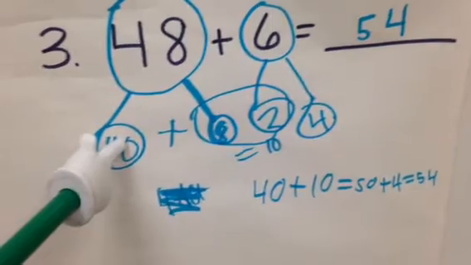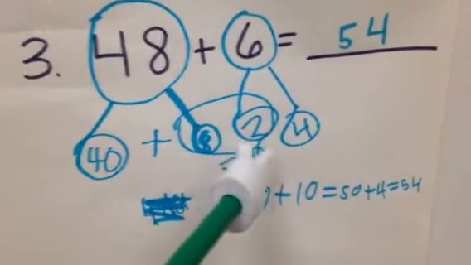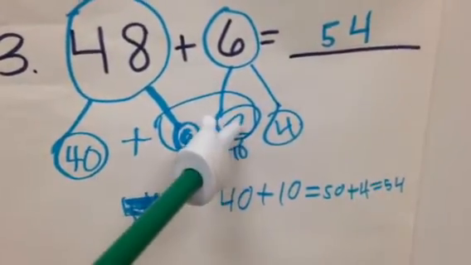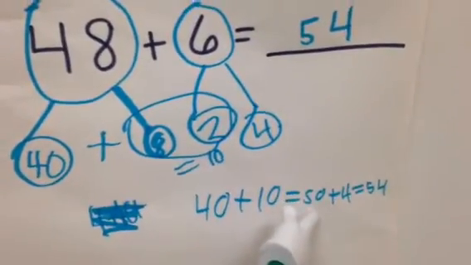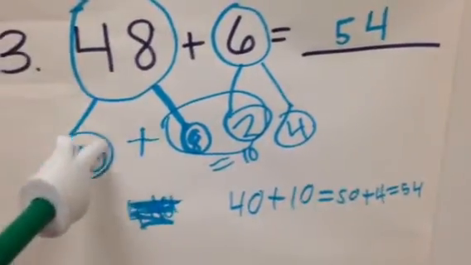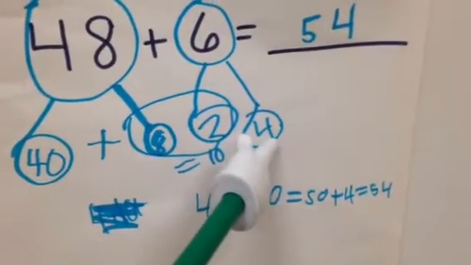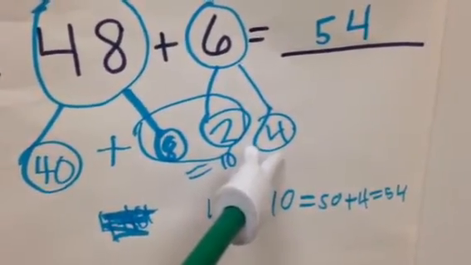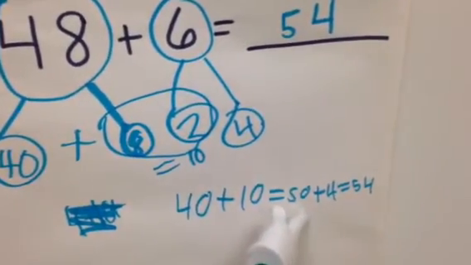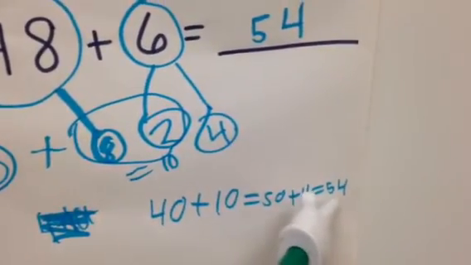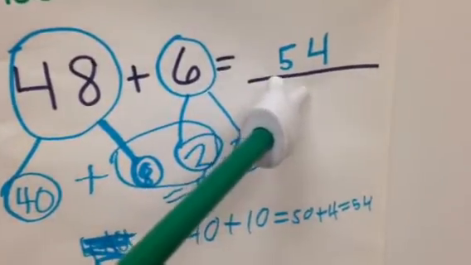Then I add my 10s. 40 plus 10 equals 50. What's left over? I've used that 40. I added it to my 10. The only thing left over is this one digit, which is 4. So I have my 50 plus the 4 that's left over equals 54.